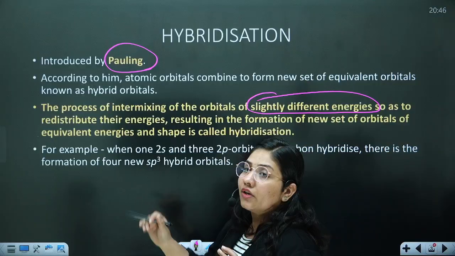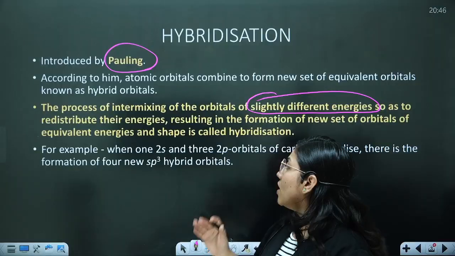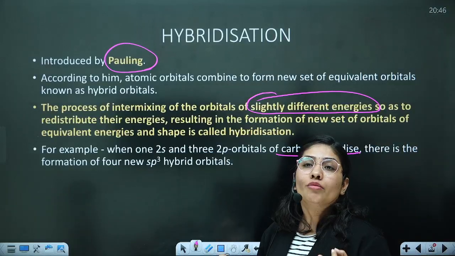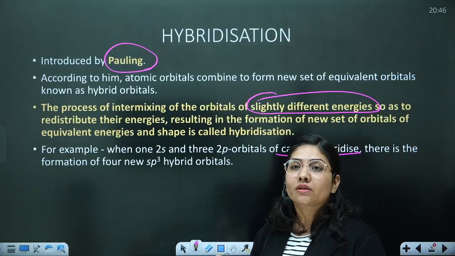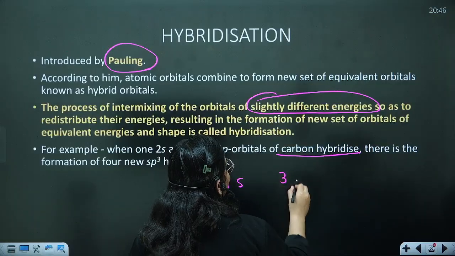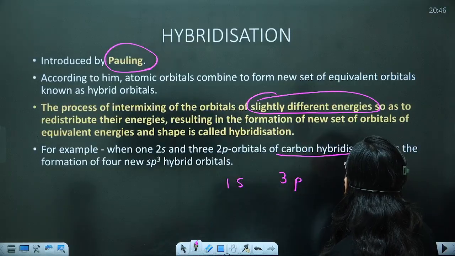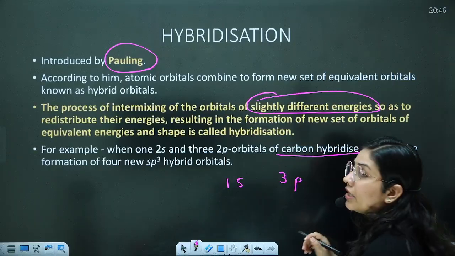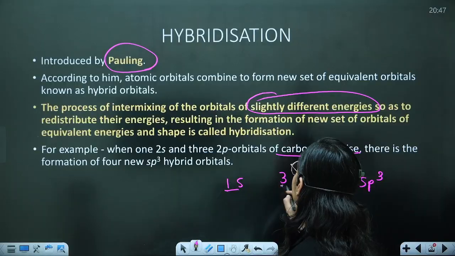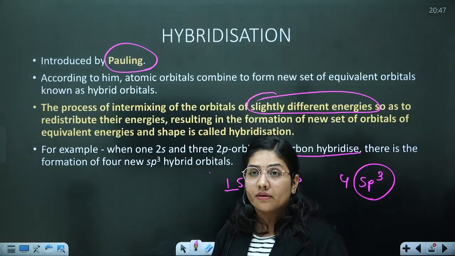Next is, for example, if one 2s and three 2p orbitals of carbon hybridize, there is the formation of how many hybrid orbitals? Obviously 4. Okay, here 1s and 3p are coming together, so the hybrid orbital will be named as sp3. They will be sp3 orbitals, but how many in number? 1 plus 3, that is 4 sp3 hybridized orbitals we will get. Okay.